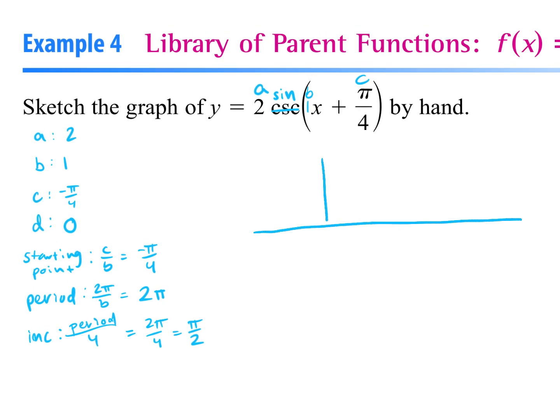So now I can draw my graph. Remember, we're going to need our starting point plus 4 more points. So my starting point is where? Negative pi over 4. So that's in the negative direction, so it'll be to the left. So negative pi over 4. I'm going to put my amplitude at 2 and negative 2.